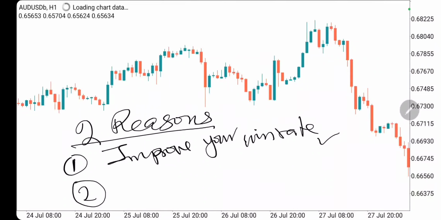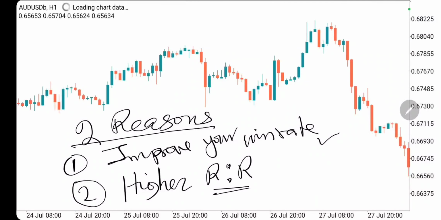Then your win rate will ultimately improve. Now for the second reason why you need to wait for an entry confirmation, or implement the principle of entry confirmation in your trade: you have a higher risk to reward ratio.